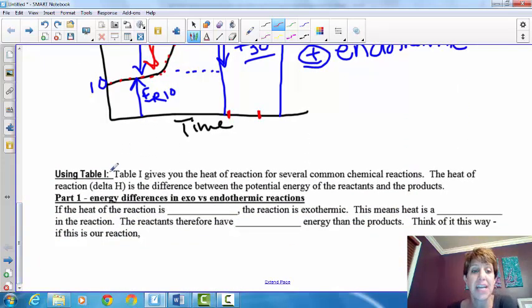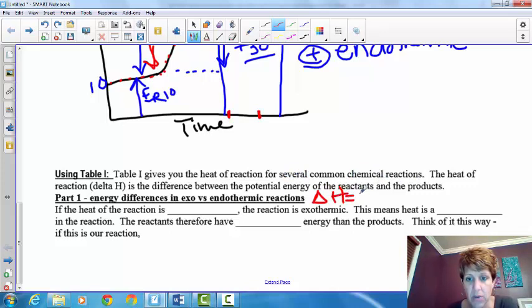Next part, using table I. So here's table I on your reference table. We're going to go over how to use it. The first thing is it gives you the heats of reactions for several common chemical reactions. Of course, there's tons that aren't on there, but any that you would be asked on the Regents exam are on there for you. The heat of the reaction, delta H, is the difference between the potential energy of the reactants and the products. And I want you to make that little formula right here.